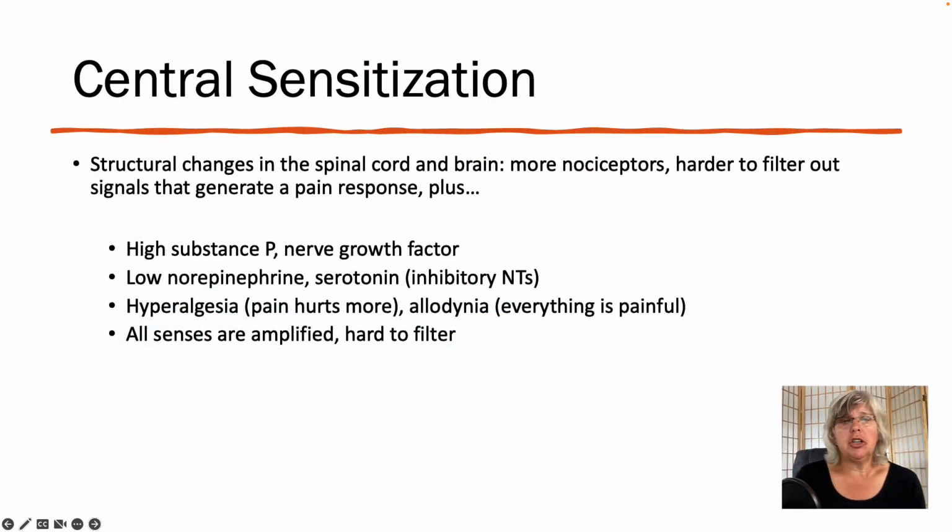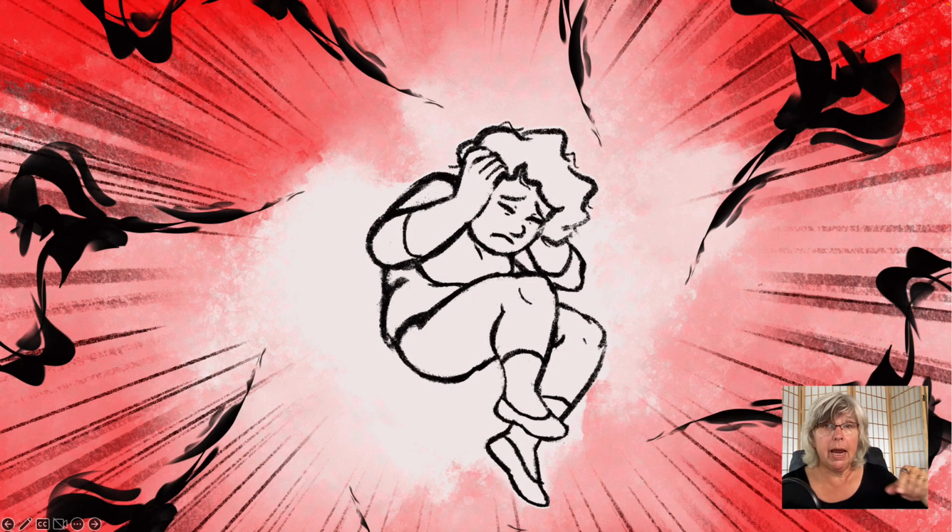Central sensitization is a situation where in the central nervous system we see structural changes. We grow new neurotransmitters, we secrete different kinds of hormones or neurotransmitters. And so we have these structural changes in the brain and the spinal cord that do two things. They make us more sensitive to incoming signals about pain.